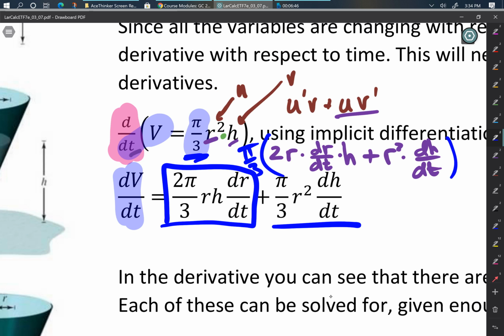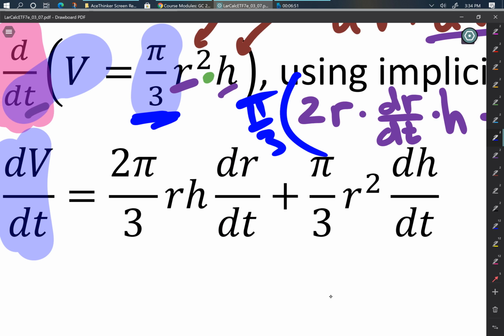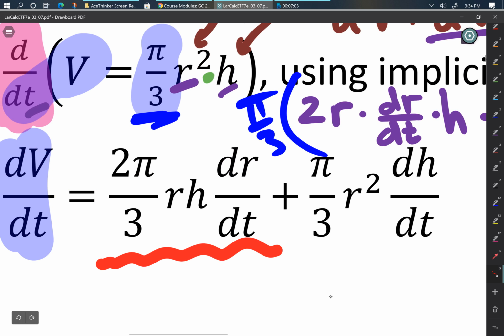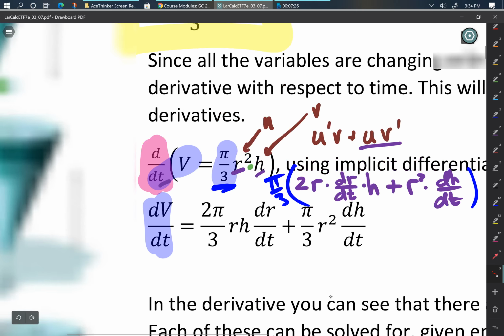Well, if we read this from left to right, not for the math notation, but for what it's saying, over here on the left, the rate of change of the volume with respect to time can be found by this equation right here. What's dr/dt? It is the rate of change of the radius with respect to time. What's dh/dt? That's the rate of change of the height with respect to time. And then, of course, there are some coefficients and some other variables involved in this mess. So these are related rates problems.